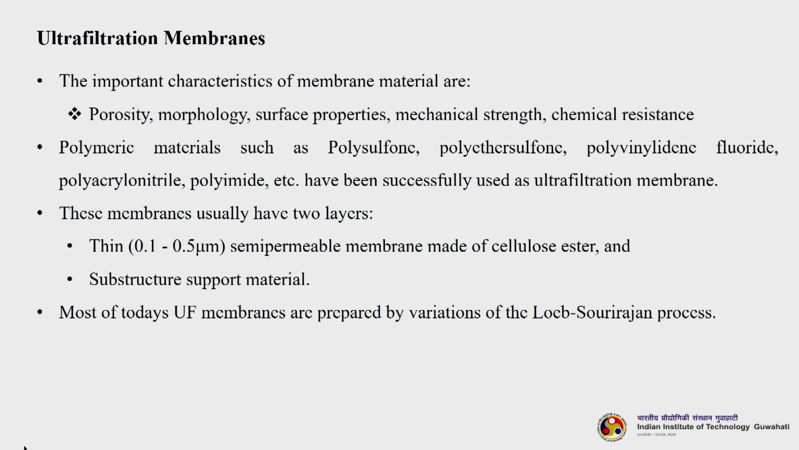So, the important characteristics of the membrane material are porosity, morphology, surface properties, mechanical strength as well as chemical resistance. We have just seen the different types of membrane materials that can be used to prepare an ultrafiltration membrane. These membranes usually have two layers, a thin layer which is 0.1 to 0.5 micron made up of cellulose ester, and a substructure support material, the more microporous one. Most of today's membranes are prepared by slight variations of the Loeb-Sourirajan process.